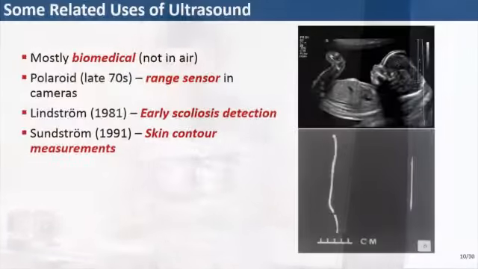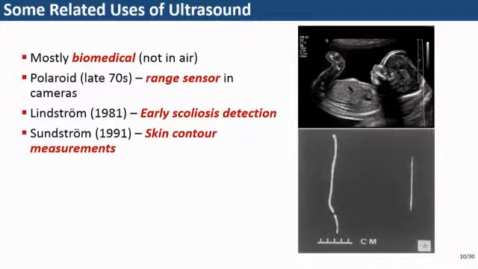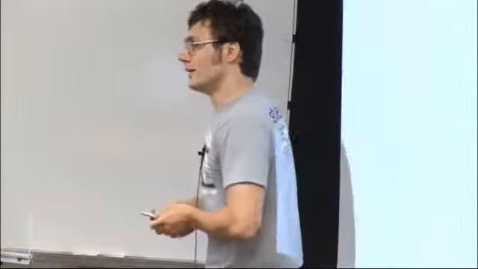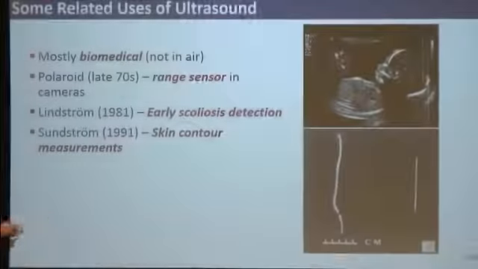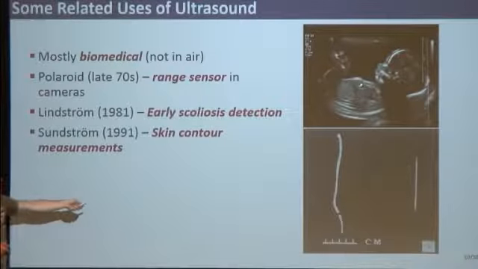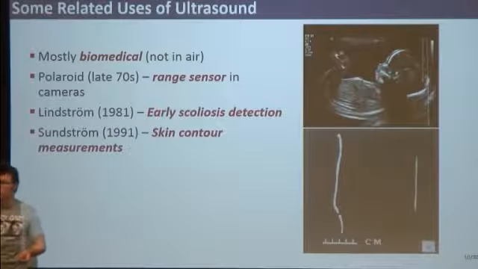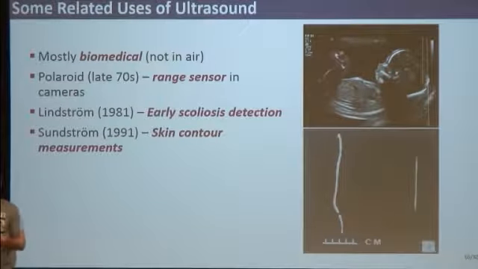Okay, so let me go quickly over some related uses of ultrasound. The vast majority of ultrasonic applications are in biomedical imaging, and for a good reason, right? Not so much ultrasound was actually used in air, and a typical image that you see in biomedical applications is an image like this one, okay? And this is called a B-mode scan. So what is a B-mode scan? How do you obtain a B-mode scan?